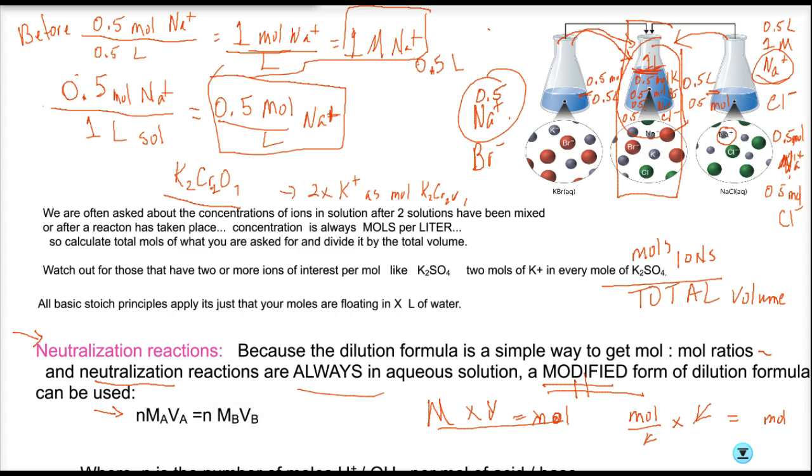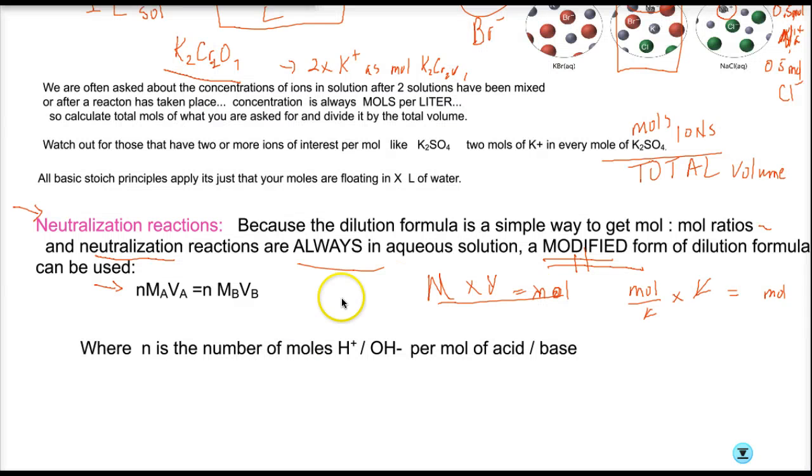But when you're doing these calculations, you must keep in mind that we don't always get a 1-to-1, and so we have to use that N there, where N represents the number of moles of hydrogen that you get from your acid per molecule of acid, and the number of moles of hydroxide ion that you would get per mole of base.